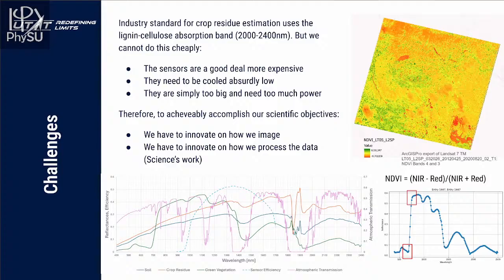So you can see here in this graph, this is our sensor efficiency curve, and each color represents one of the different things that we're going to measure. We actually want to obtain crop residue, but we also measure soil and green vegetation to obtain it.